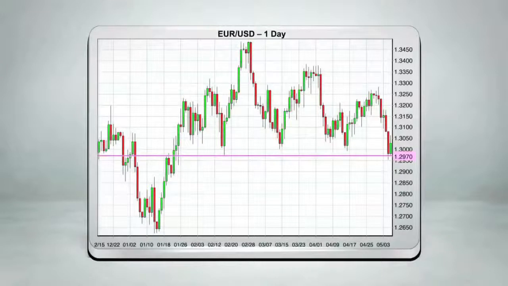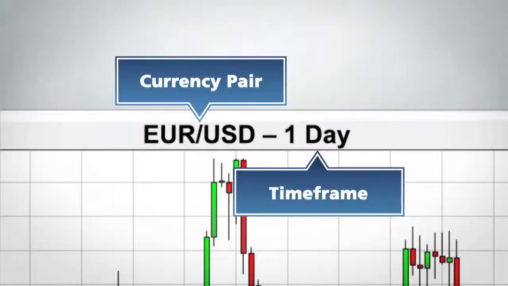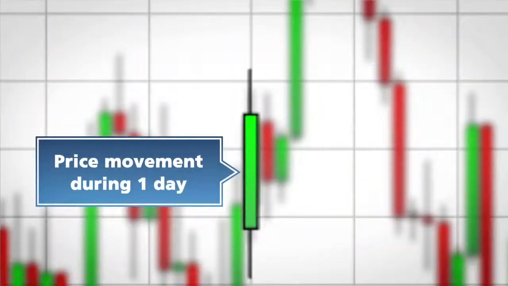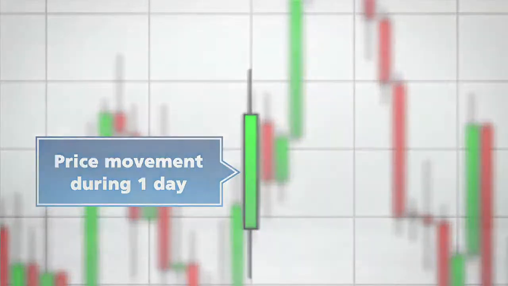In a previous tutorial, we explained that there are a number of ways to display price action on charts, with the most popular and widely used being candlestick charts. This is a daily chart of the euro-dollar currency pair, meaning each individual candlestick represents one day of price movement.